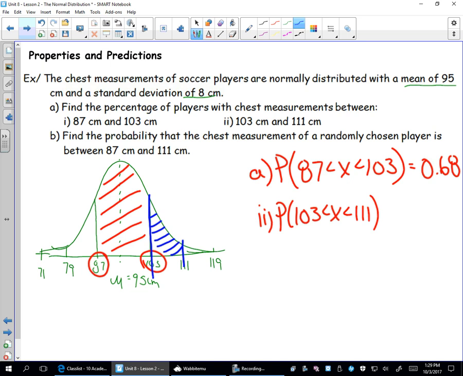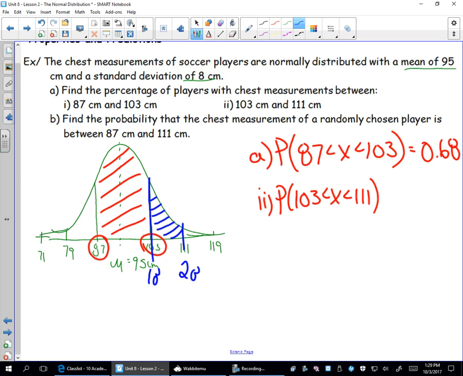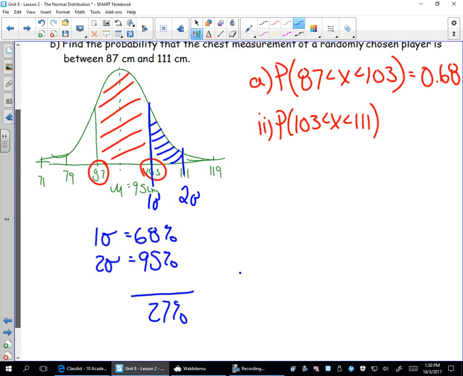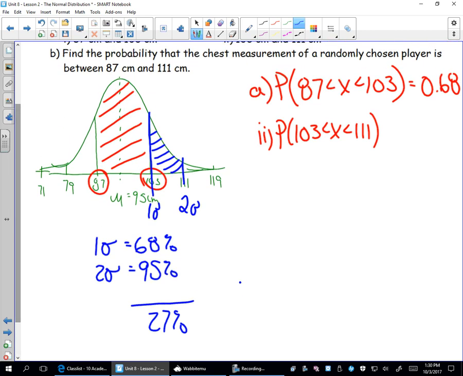The first thing I want to think about is, I know that this is 2 standard deviations. I know this is 1 standard deviation. I know some things about 2 standard deviations and 1 standard deviation. For instance, I know that 1 standard deviation is 68% of my data, and 2 standard deviations is 95% of my data. That means that the difference between those two things, if I subtract them, 95 minus 68, will give me 27% of my data. Well, what does that 27 represent? It represents the difference between 2 standard deviations and 1.